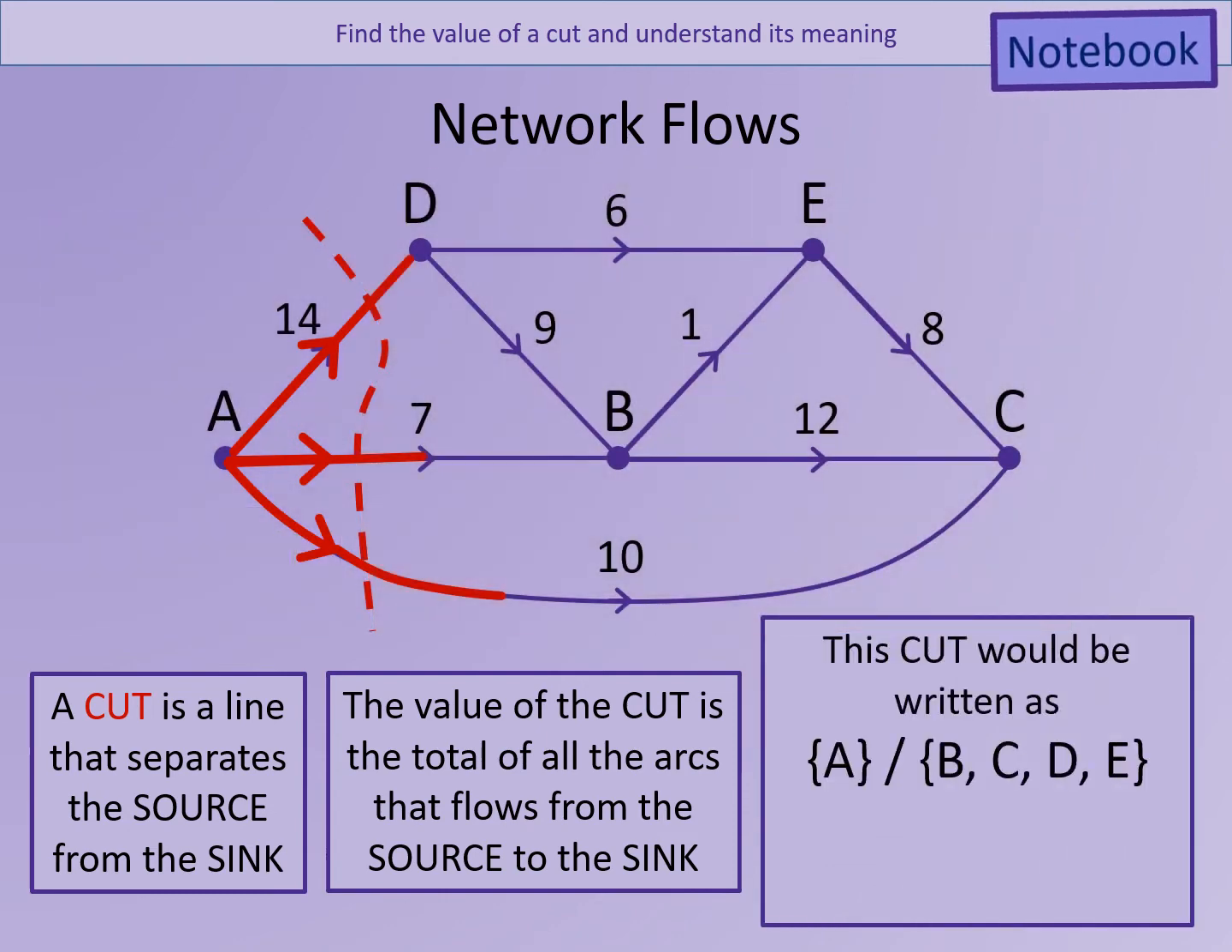So another way of writing a cut is to use set notation. So here we've got A in the first set of brackets, we've then got a line, then we've got B, C, D, E in the second set of brackets. So this shows that this cut separates A on one side and B, C, D and E on the other. So the value of this cut is AD plus AB plus AC, so that adds up to a total of 31.